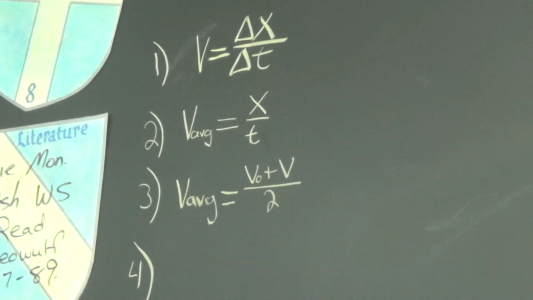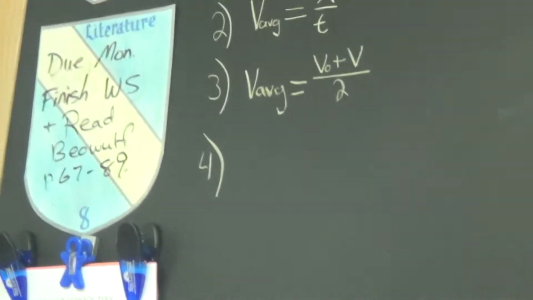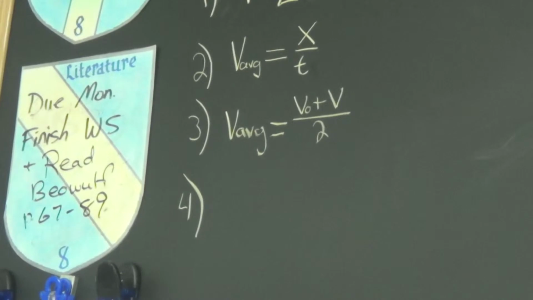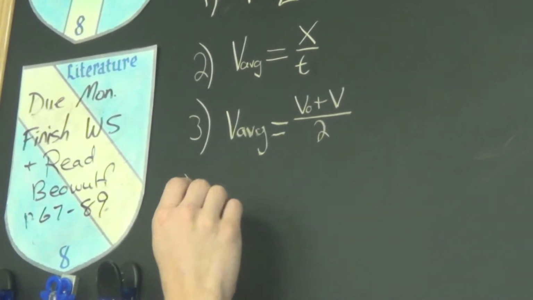All right, notice, I like that. See the steps 2 and 3 both equal velocity average. So when 2 things equal the same thing, we can make them equal to each other. All right, so take x over t and set it equal to V sub O plus V over 2.